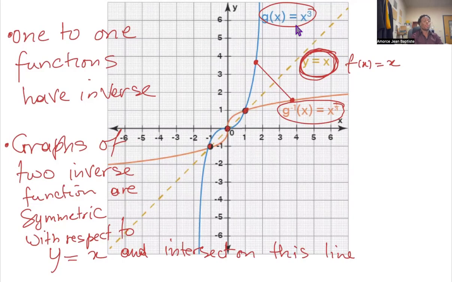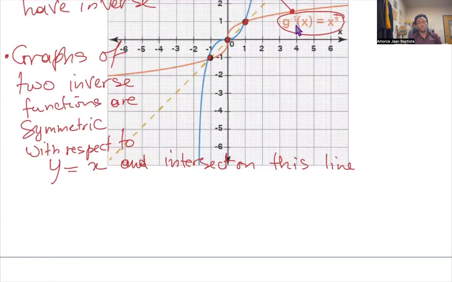So one-to-one functions have an inverse, and the graphs of two inverse functions are symmetric with respect to the line y equals x and intersect on this line if they have to intersect. Sometimes they don't intersect. Another thing that I want you to see before we start doing some examples, let me take the example of a parabola function. So I take this parabola.